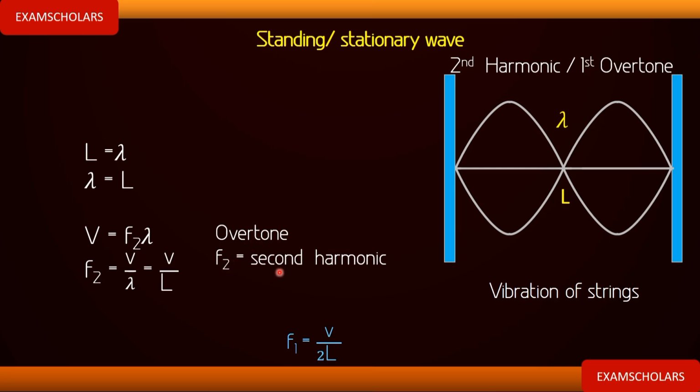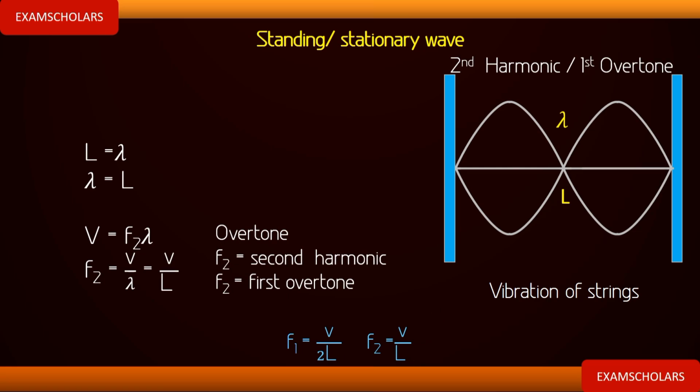F2, second harmonic, is also known as what? First overtone. Second harmonic is also known as first overtone. F2. Now, F2, which is the first overtone or second harmonic, will now be equals to V over L, for the vibration of a string.